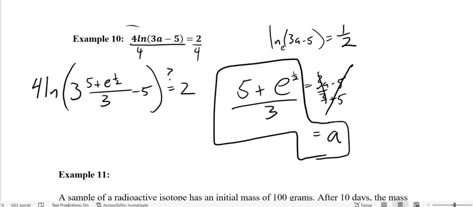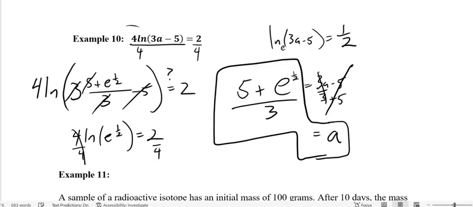Is that true? Those go away. So is 4 times the natural log of e to the 1/2 equal to 2? Well, it should be, by 4. That's a half. I can see the natural log of e to the 1/2 should be a half. So I'm pretty sure that's the correct answer.